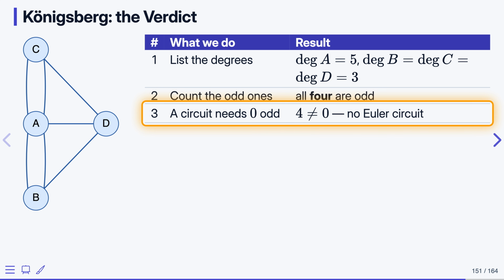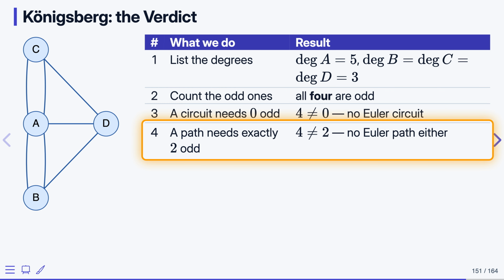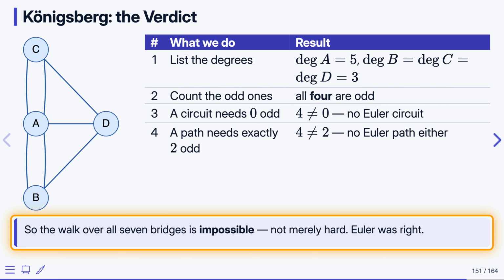Step 3. Now name the criterion. An Euler circuit needs 0 vertices of odd degree. We have 4, so there is no Euler circuit. Step 4. And an Euler path needs exactly 2. We have 4, so there is no Euler path either. That settles it completely. The famous walk is not just difficult, it cannot be done, and now we know exactly why.